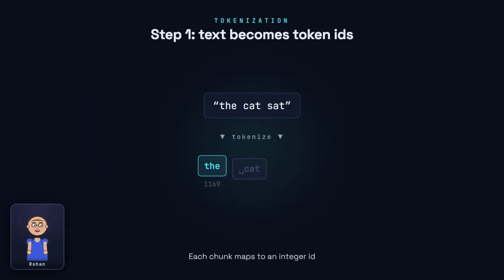Here's tokenization in action. The sentence "the cat sat" splits into 3 tokens, and each maps to an id in the model's vocabulary. These ids are just addresses. The number itself has no meaning. So how do we breathe meaning into them?